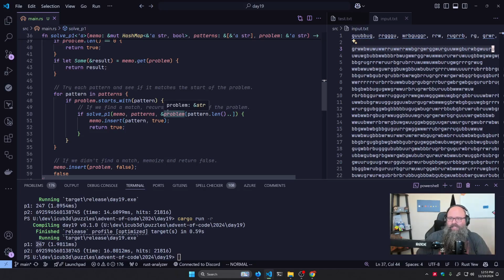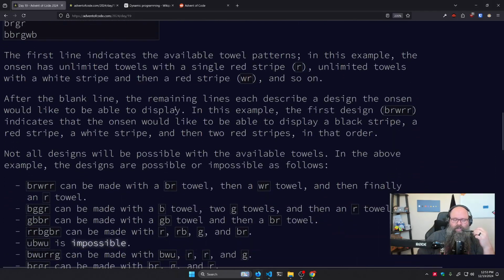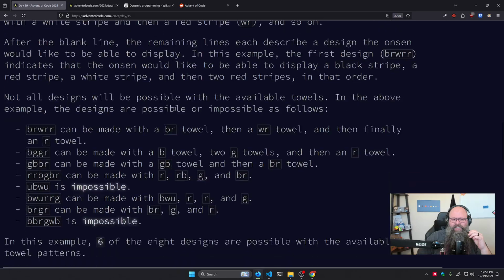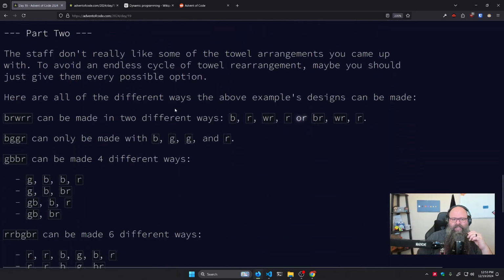Part 2 is no different. Well, it is different, but it's solved the same way. Part 2 just says, okay, that's very good, but some of the arrangements you've made, the designer doesn't like this style of. And so they want you to produce all of the different possible ways that you could solve the problem. And so they give you some examples here, like BRWRR could be built this way or this way, right? And then the designer can choose between these, right?